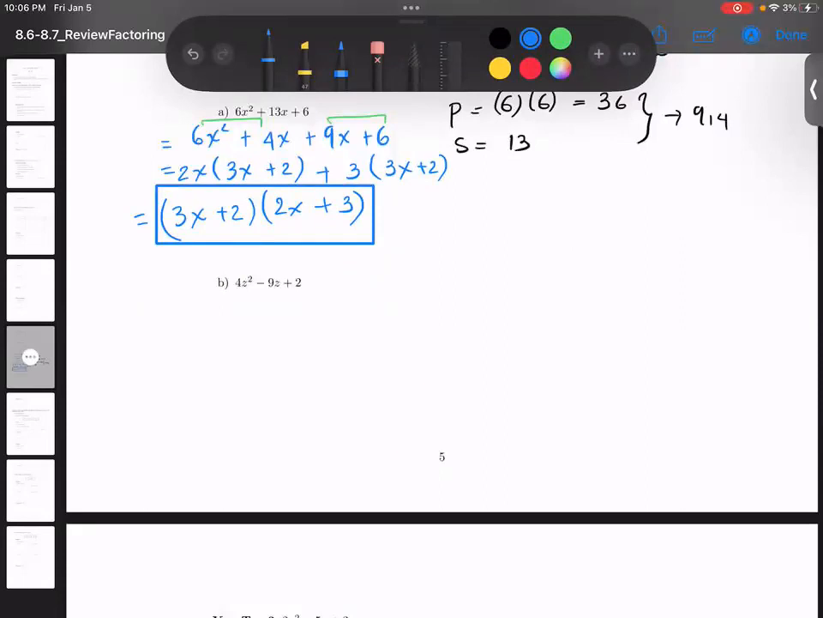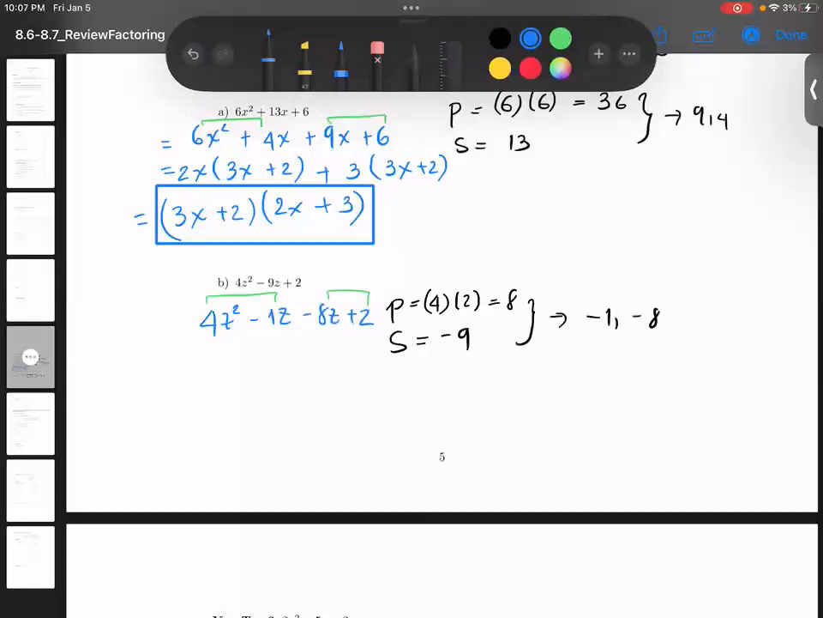Similarly for b, I have 4z squared minus 9z plus 2. So I want to find the product, which is 4 times 2, which is 8, and the sum is negative 9. Two numbers that multiply to 8 and add up to negative 9: that would be negative 1 and negative 8. So negative 9z, I can rewrite it as, let's rewrite the 4z squared first, and then I have negative 1z minus 8z plus 2.